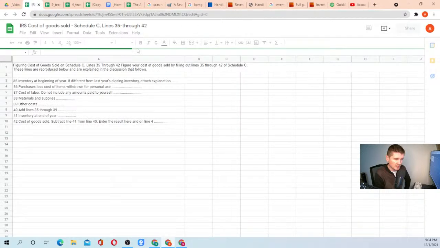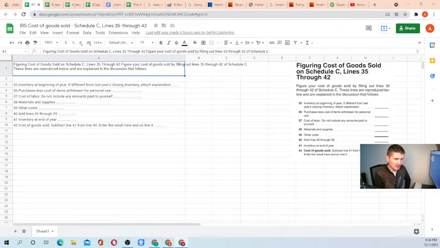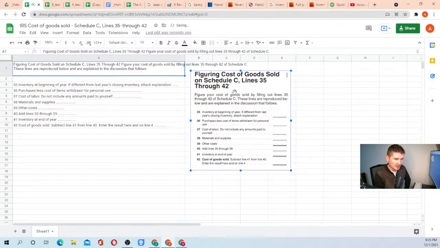IRS cost of goods sold. So for some business taxpayers, in that situation, here is an excerpt from Schedule C. Schedule C is a part of your tax return for business, and part of that Schedule C is figuring out your cost of sales.